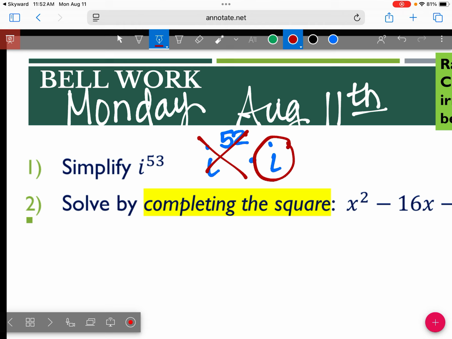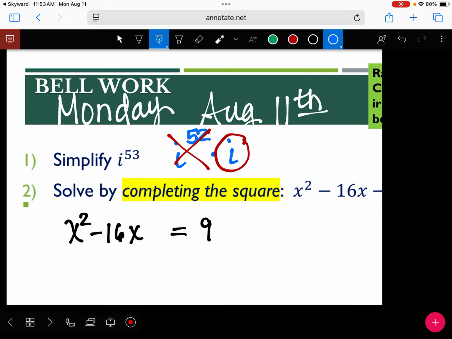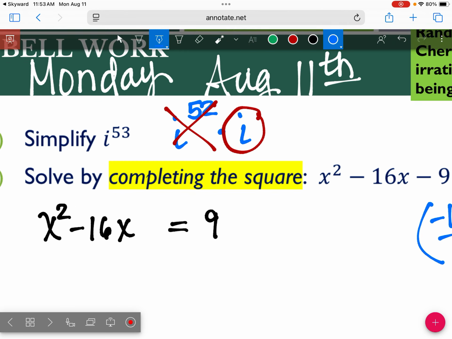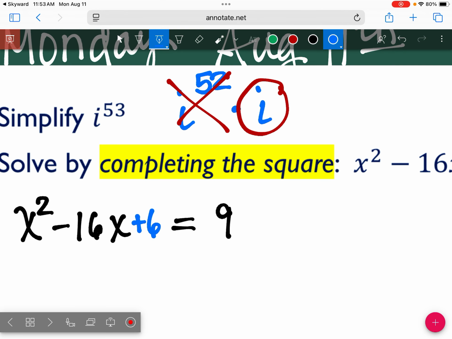Who had that for number 1? All right, number 2, completing the square. That's the tricky one, right? Because that's the one that is a new concept for most of you. So the first thing you should do is add the 9. Second thing you want to do is take that b value, cut it in half, and then square it. So what's half of negative 16 squared? 64. So I'm going to add 64 here and here.